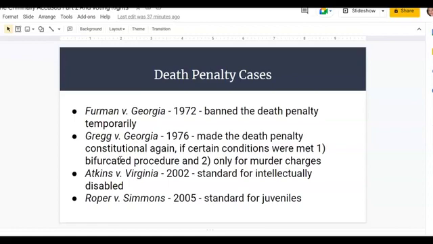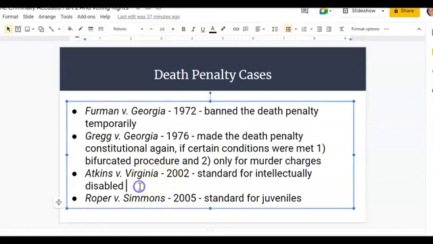Some more recent cases that have come up that have clarified the parameters of the death penalty are the Atkins versus Virginia case in 2002. And back in 2002, the courts were still using phrases like mentally retarded, which really is an insensitive type of term to use today. That's not the preferred term. We use intellectually disabled. But when you go to look at the case, they use the phrase mentally retarded, and that's mostly a legal term rather than a medical term or a diagnostic term.